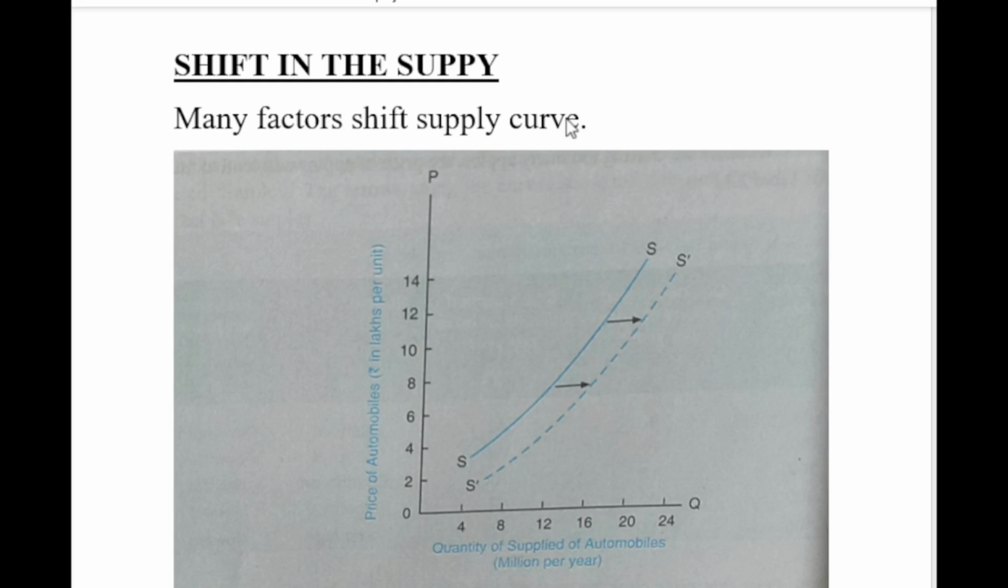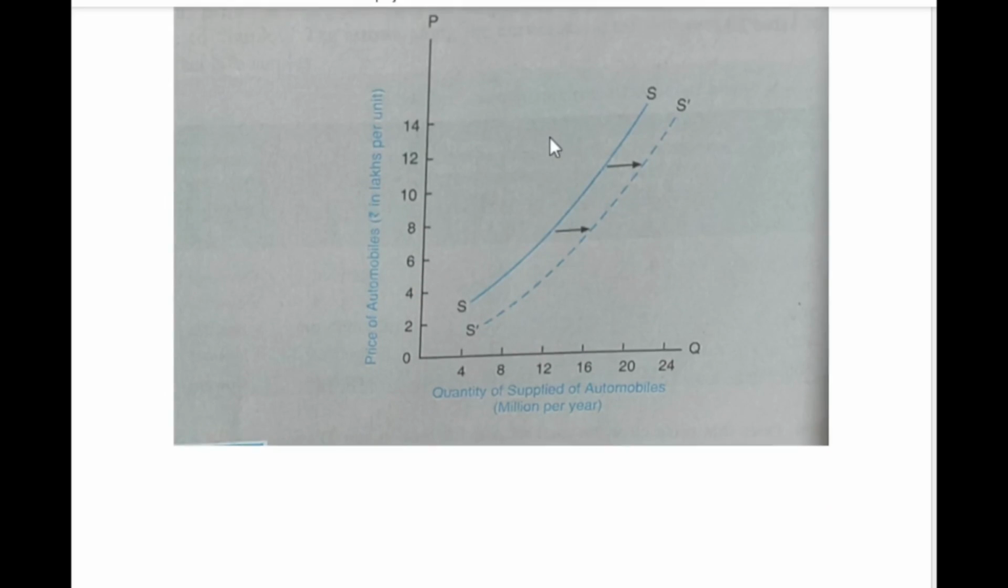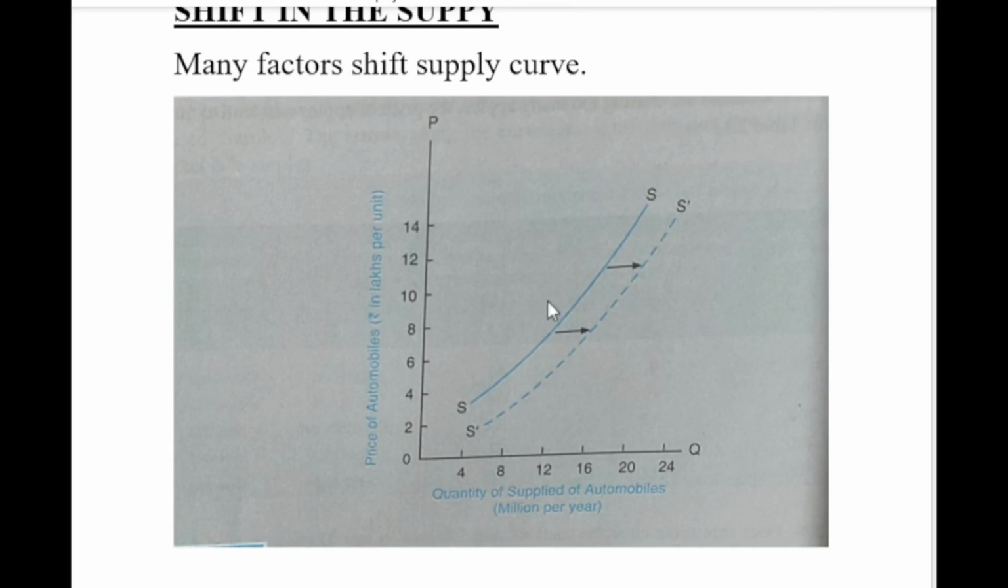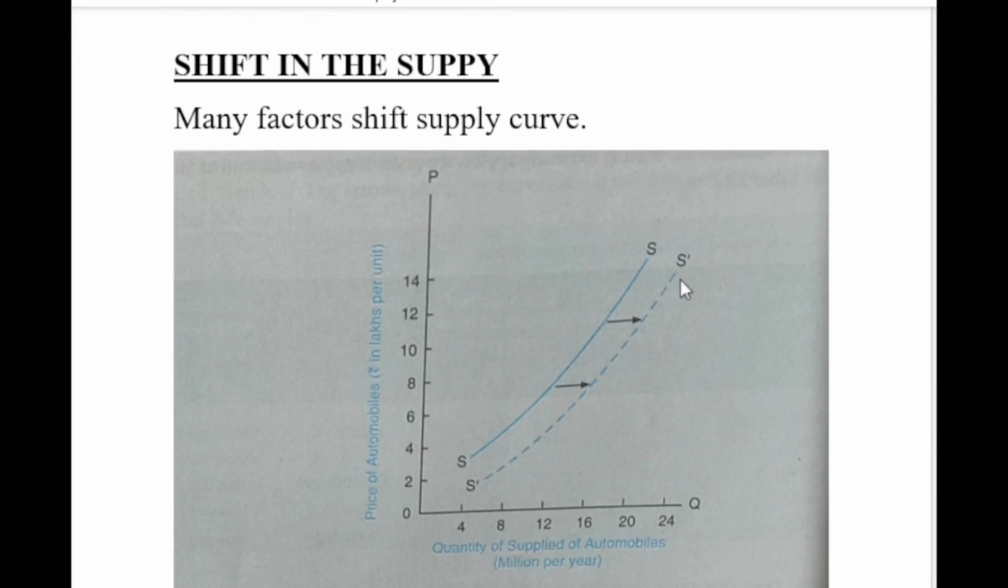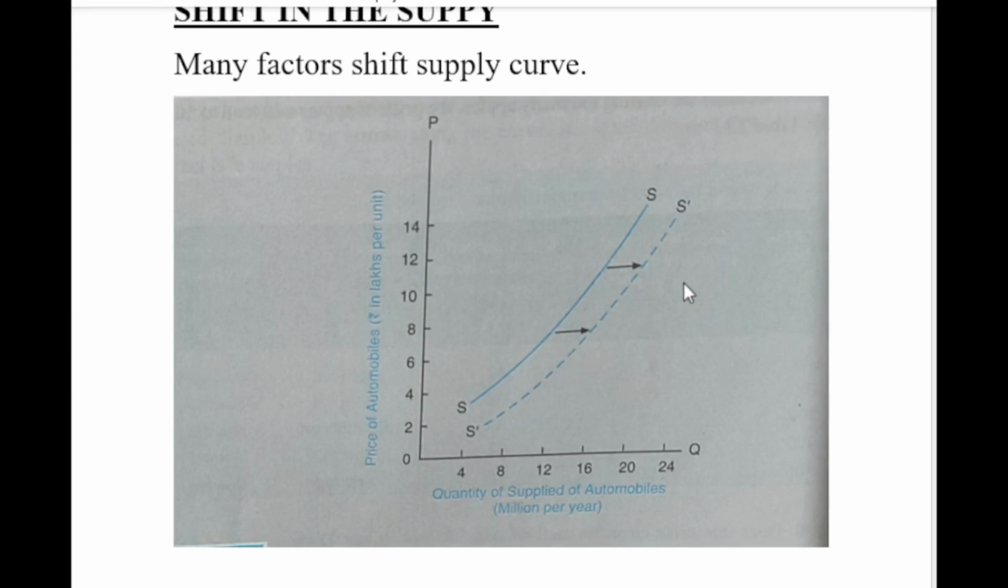Supply would increase if cost-saving production, computerized design, and manufacturing reduce the labor required to produce the car. As we discussed earlier, computer systems tend to make production very easy. So more quantities can be produced with the help of computer systems. So there is a rightward shift from the SS curve to the S dash S dash curve due to certain factors in the supply.